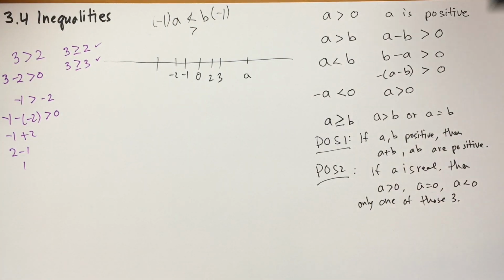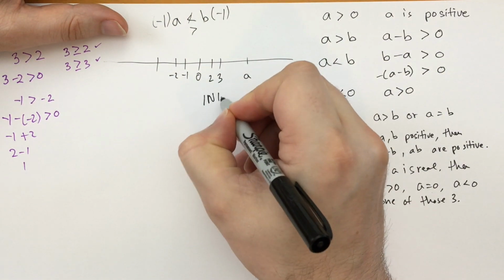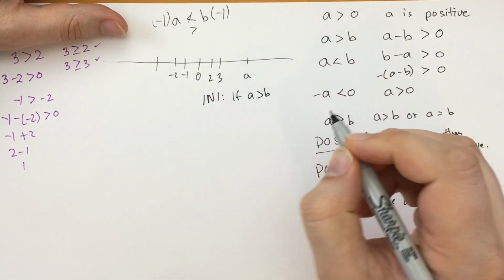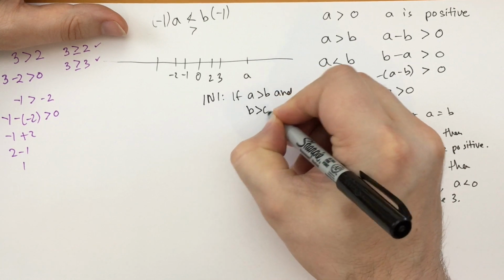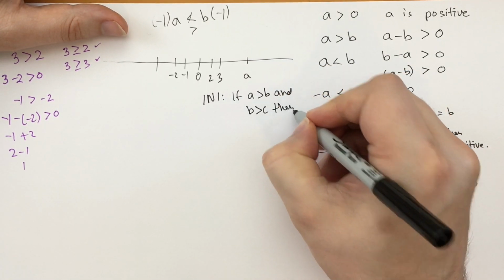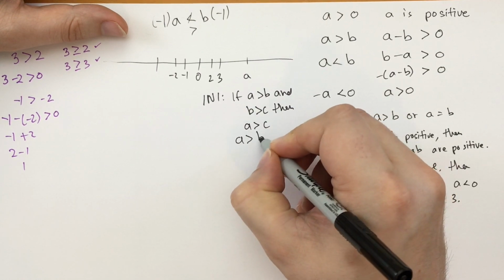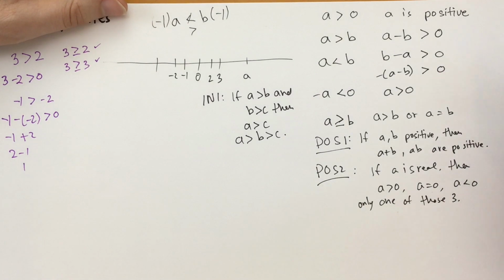Okay, so going on to inequalities, we're going to have some new rules. We'll write down N1. This says if A is greater than B and B is greater than C, then A is greater than C. We can call this the transitive rule.